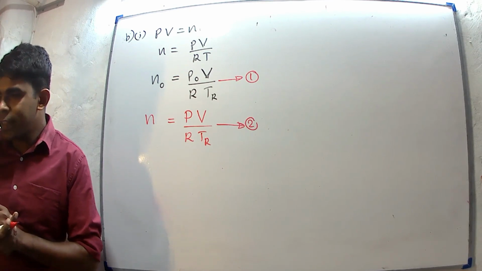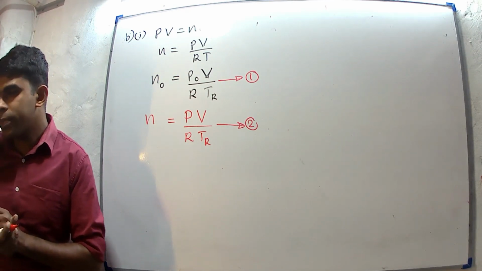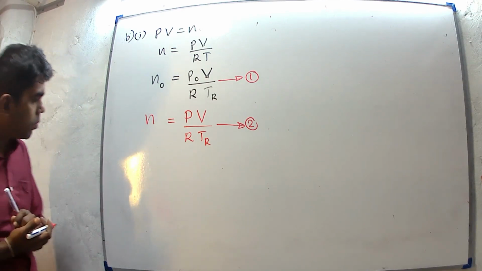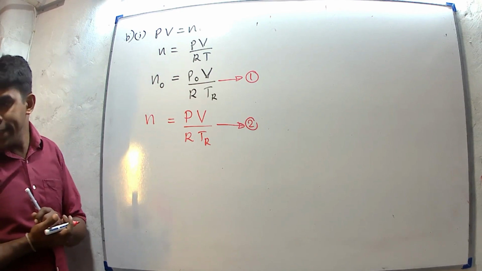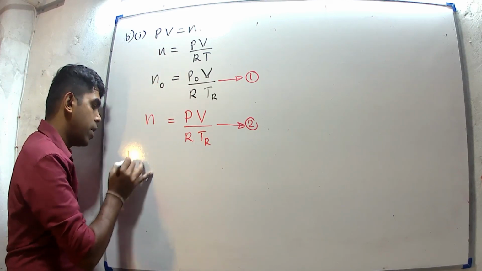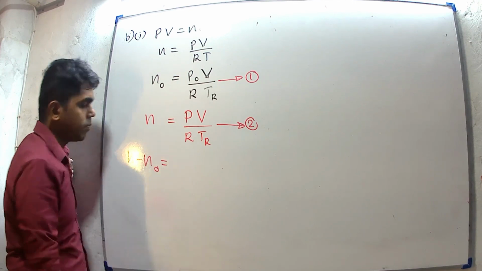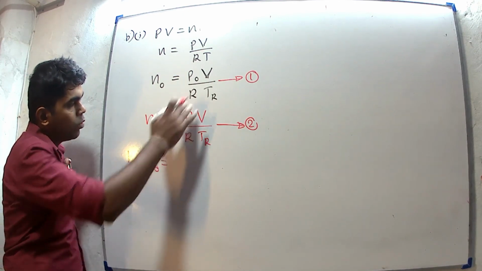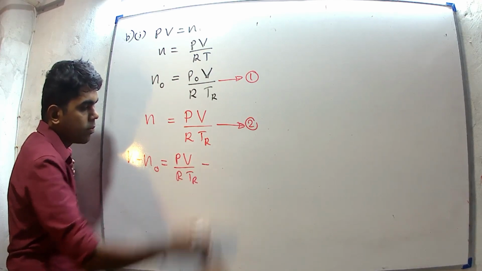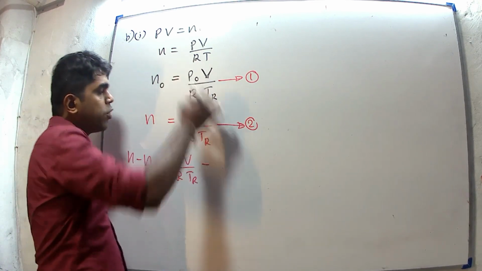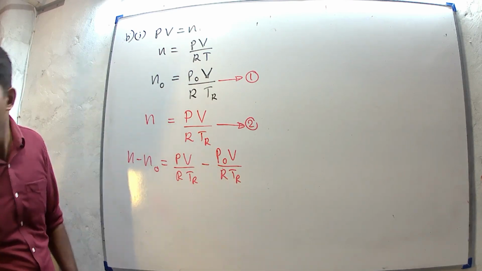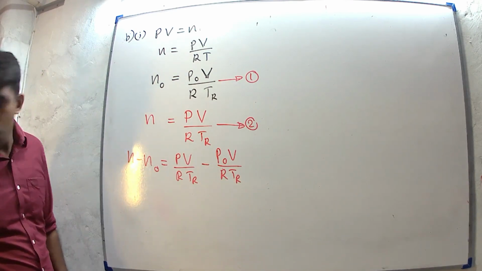Now we have to get the number of moles of air filled from the tank to the tire. Then we can get the change in the number of moles, n minus n0. We get PV over R TR minus n0, which is P0 V over R TR. Then we can take the common factors.